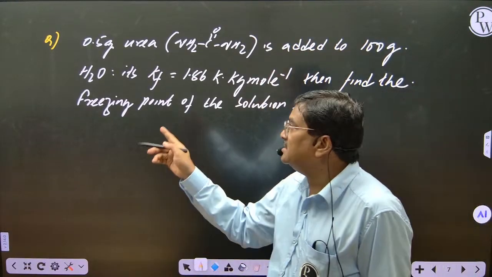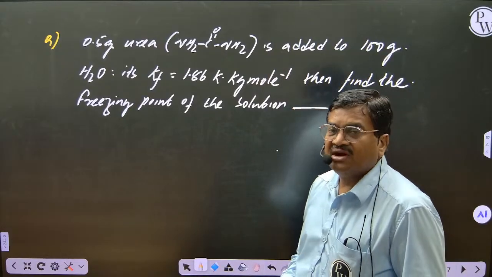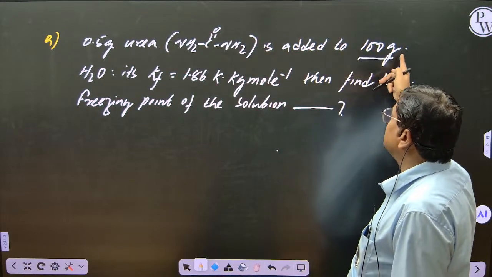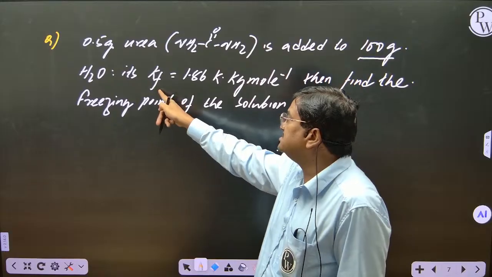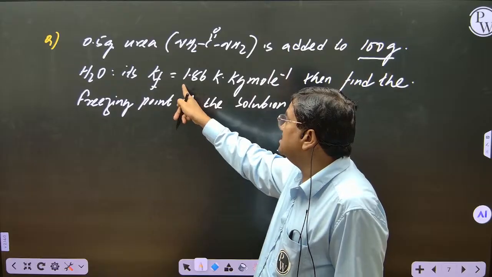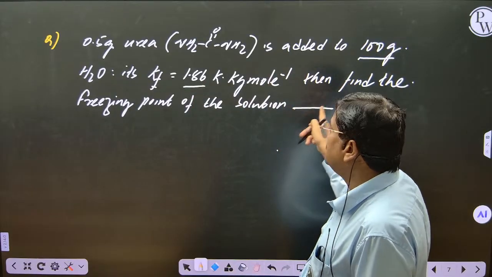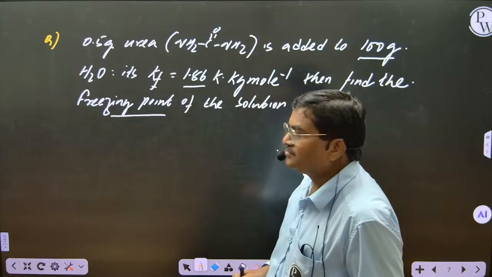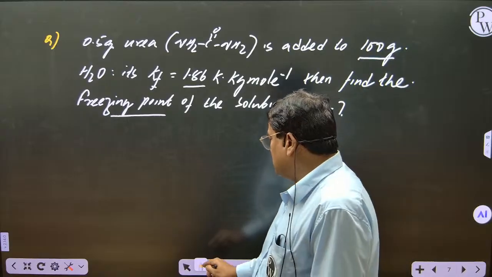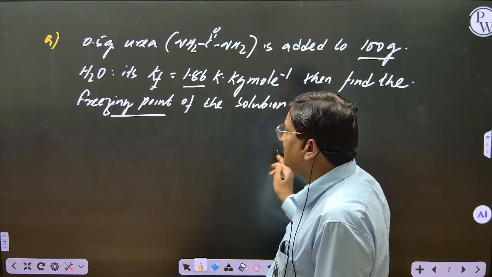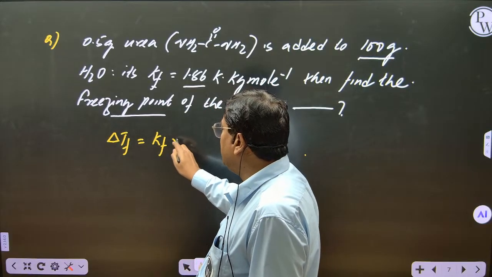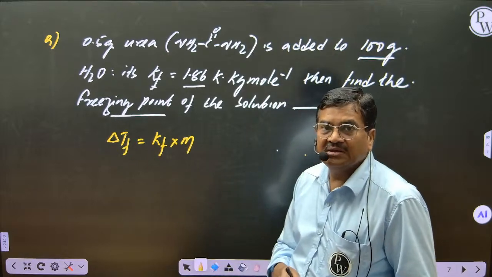Now go through this question. Understand the question what I am saying here. 0.5 grams of urea has been added to 100 grams of water, and its cryoscopic constant. Yesterday we discussed cryoscopic constant will be fixed for a given solvent. This is for water given, and he wants to find the freezing point of the solution. Now yesterday what is the relation, student? If you have recapped the concept, we wrote a relation yesterday, del Tf, that is depression in freezing point is given by Kf into m, where m is molality.